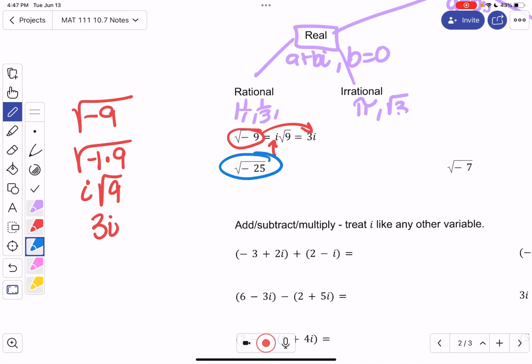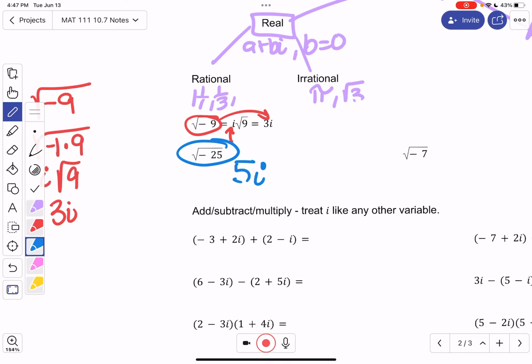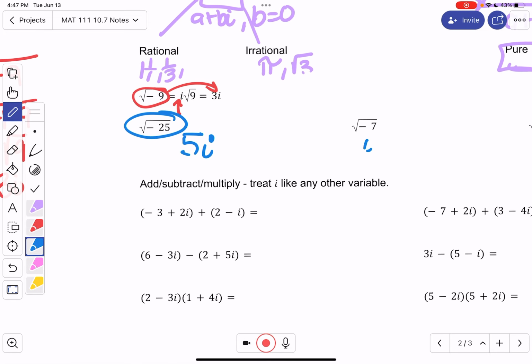So here, square root of -25. Well, square root of 25 is 5. The negative sign gives us an i. Square root of -7. The negative we're going to take out with an i. 7 doesn't have an even square root, so unless it tells you to round, leave it just like that.